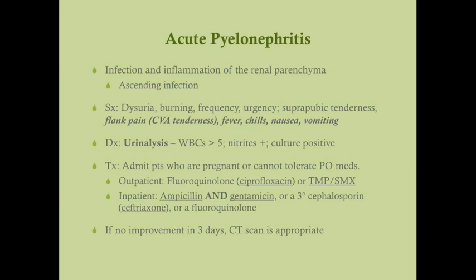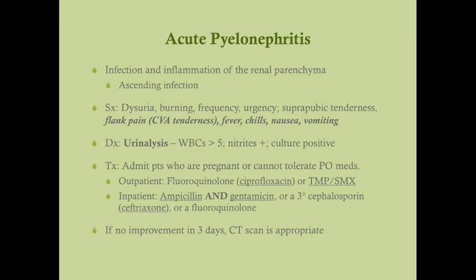If we're admitting this patient, so if they're pregnant or they can't tolerate PO meds, we can do a number of different therapies. Ampicillin and gentamicin is perhaps the most common. That is a very effective regimen for gram-negative infections. We can also use a third-generation cephalosporin, or we can use a fluoroquinolone, but of course we're not going to be using a fluoroquinolone in pregnant patients. So those are all options. And if there's no improvement in 3 days, then we're going to go ahead and get a CT scan because we're going to want to visualize this infection. But we do not get a CT scan immediately.